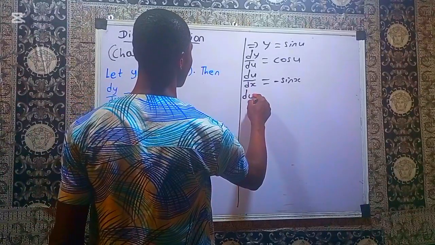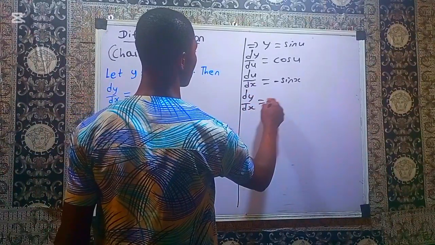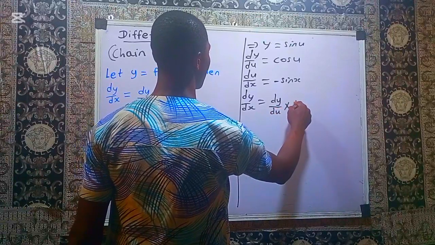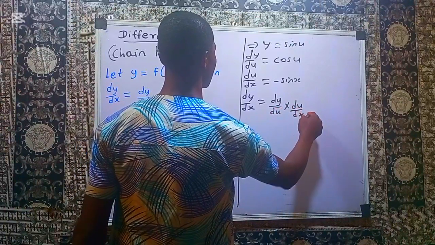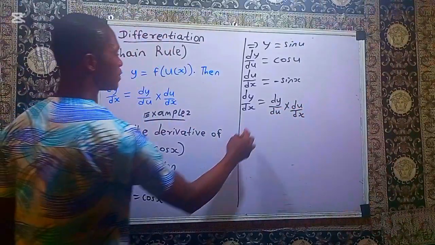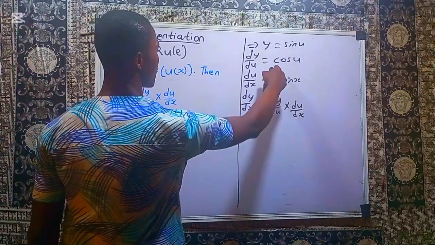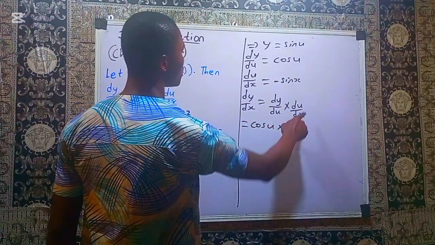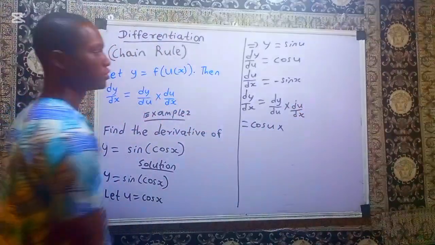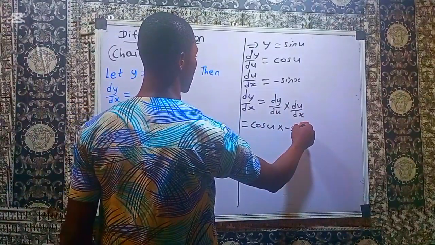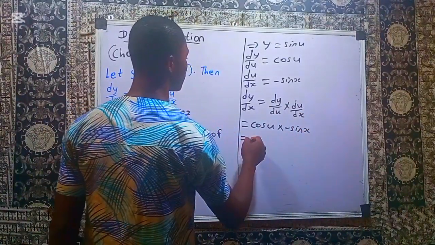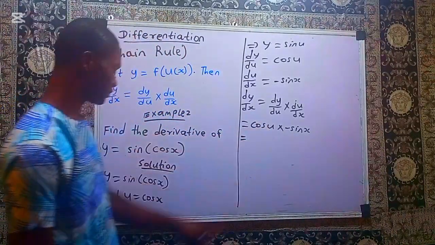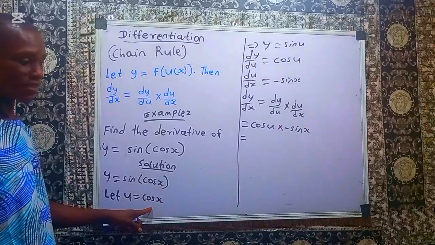We will now use the formula dy/dx will be equal to what? dy/du multiplied by du/dx. This is the chain rule formula. Then what is dy/du? dy/du, we got it to be cosine of u multiplied by du/dx. We got du/dx to be what? Negative sine x. Then what is u now? We can put our u. u is cos x.